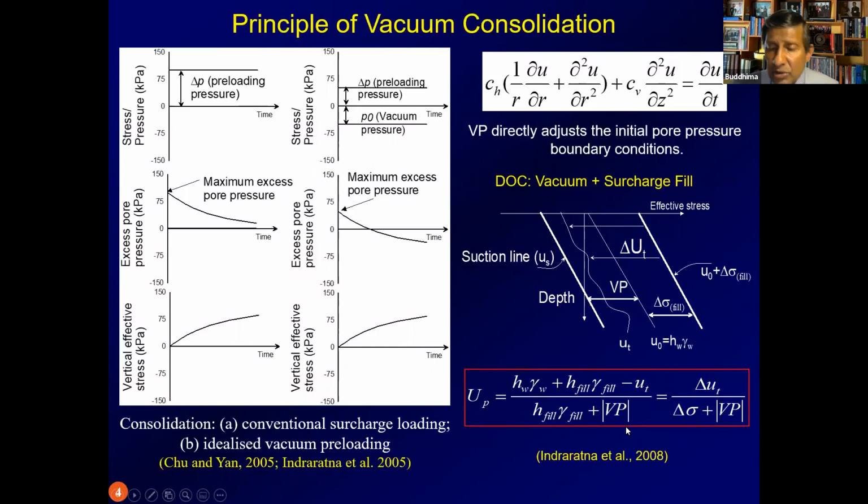Now, please note that for the vacuum pressure, I have used the modulus here, that is the positive value, because essentially your vacuum pressure is a suction and therefore negative. So in this case, the value that you use in the equation is plus 50. And then you can calculate the degree of consolidation.